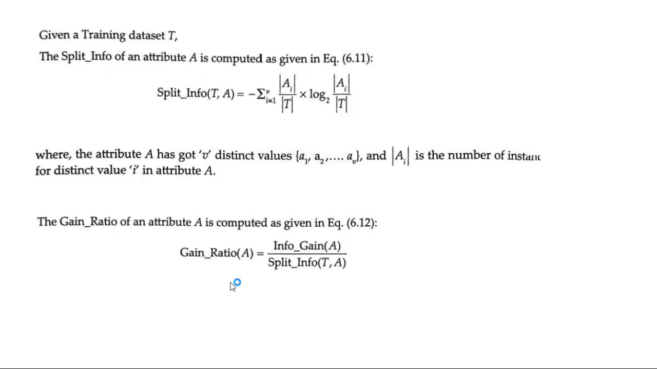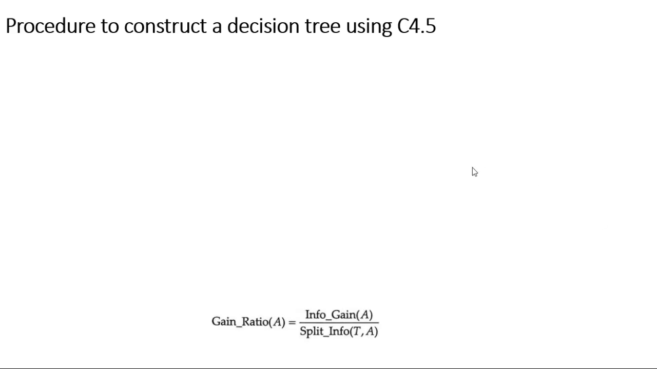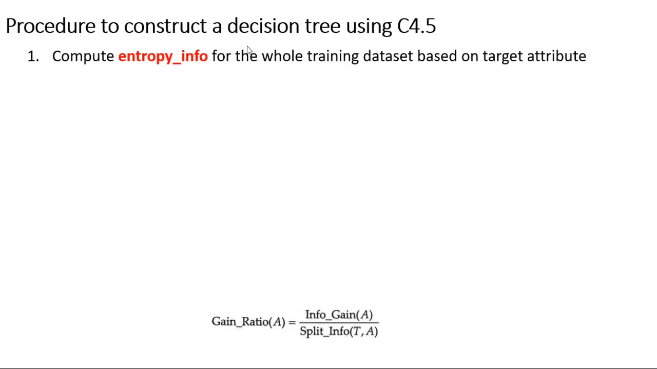So you can calculate gain ratio after you calculate the split info. Basically, it is information gain divided by split info. Now the information gain calculation remains the same as we have done in the previous ID3 decision tree. So let's see the procedure to construct a decision tree. The first and second steps are similar to what we have learned in the previous ID3 algorithm. In the first step, you calculate the entropy information for the entire training data set. So the formula remains the same.